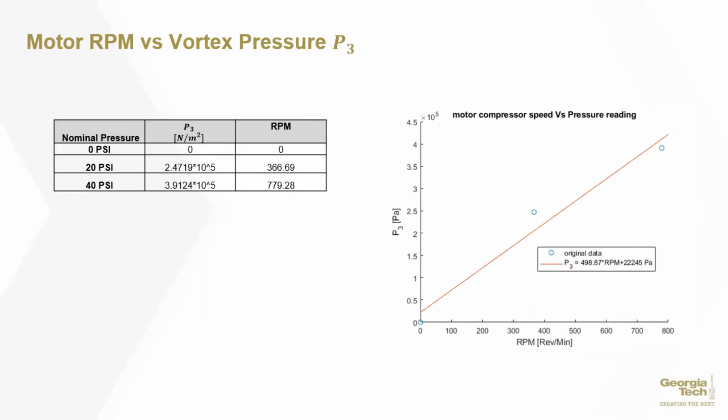Below is a model of our motor RPM versus our vortex tube pressure P3. We suggest that we have a relatively linear relationship between our RPM and pressure, though with only 3 data points between 0 and 40 psi taken at 0, 20, and 40 respectively, our fit doesn't appear to be great. More data points could probably refine the quality of our fit.